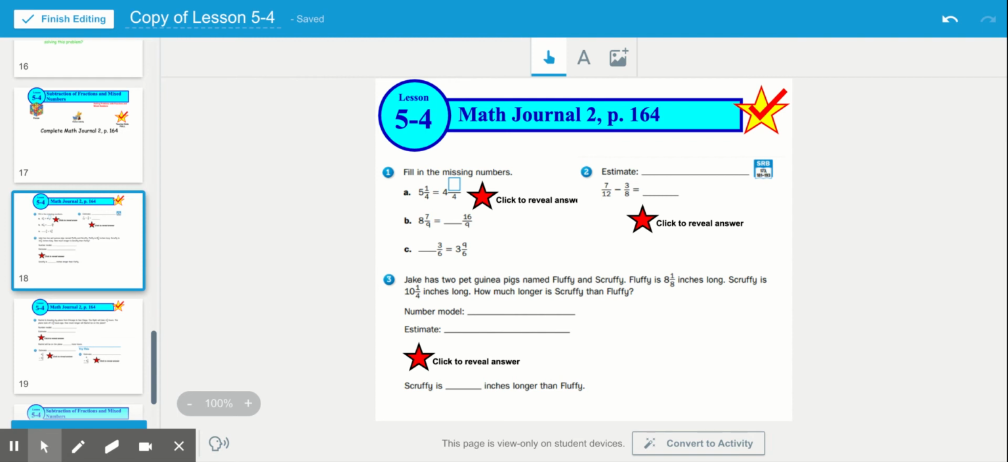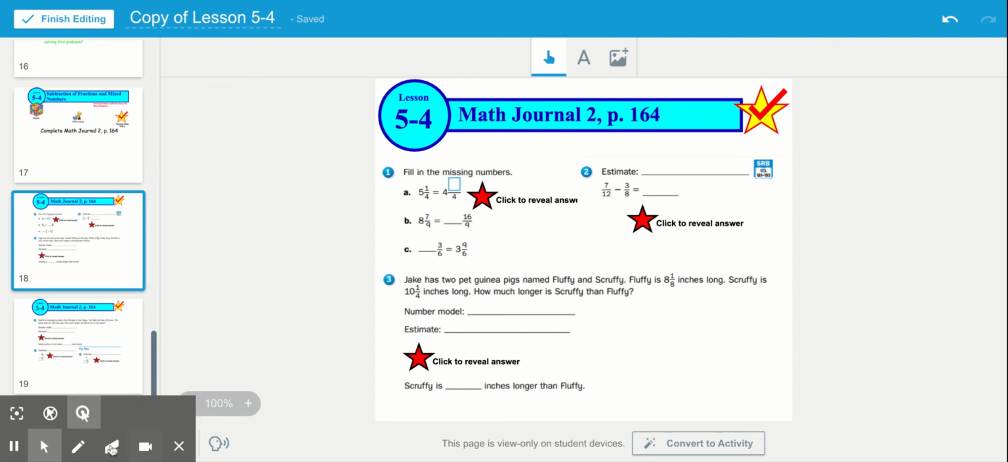Number 3, we've got a number story. Jake has 2 pet guinea pigs named Fluffy and Scruffy. Oh, how cute. Fluffy is 8 1/8 inches long. Scruffy is 10 1/4 inches long. How much longer is Scruffy than Fluffy? You need a number model, you need an estimate, and then you need to answer. Scruffy is blank inches longer than Fluffy.